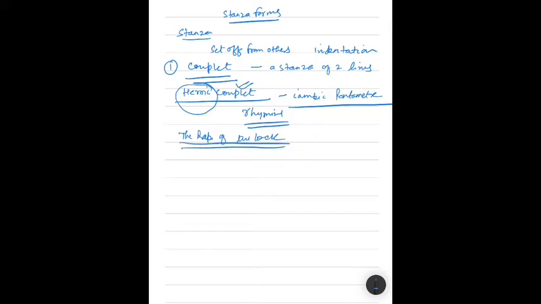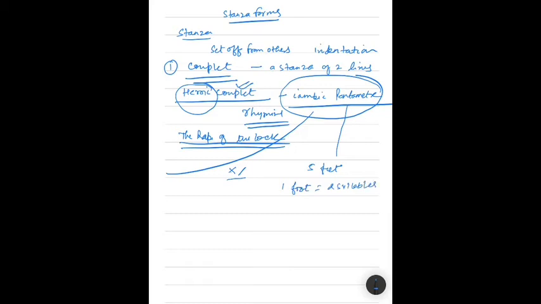And when I say iambic pentameter lines, iambic means the first syllable will be unstressed, the second will be stressed. Unstressed and stressed. And pentameter means 5 feet, where 1 foot equals 2 syllables. That is 5 feet equal to 10 syllables.